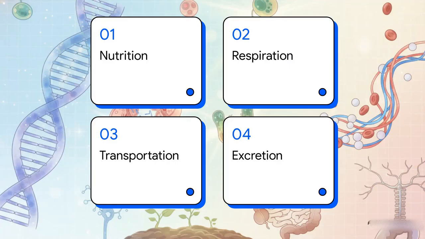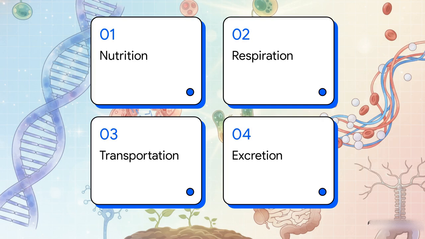Okay, let's dive right into this. We can break these essential life processes down into four main pillars: nutrition, respiration, transportation, and excretion. Notice how the first letters spell out RENT? Yup, to stay alive, every single living thing has to pay its biological rent.